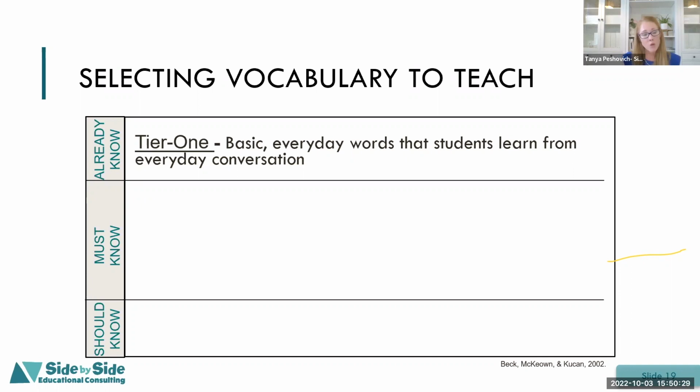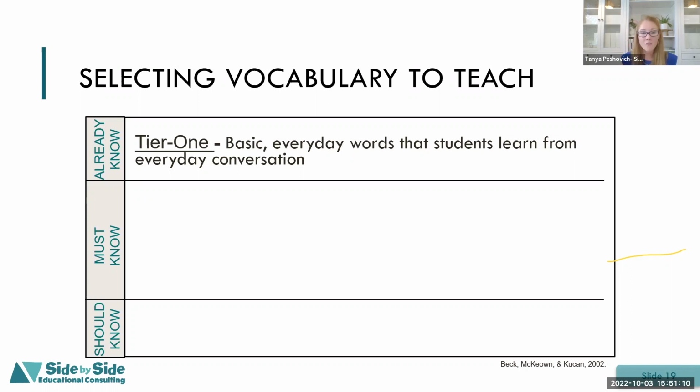In another future session, we're going to talk about morphology and origins of words. These are what often are connected to Anglo-Saxon origin. They're very basic words. Some examples are words like girl, sad, run, dog, green. Very, very basic words, and words that students really pick up from conversation. These are not usually words that we need to explicitly teach.